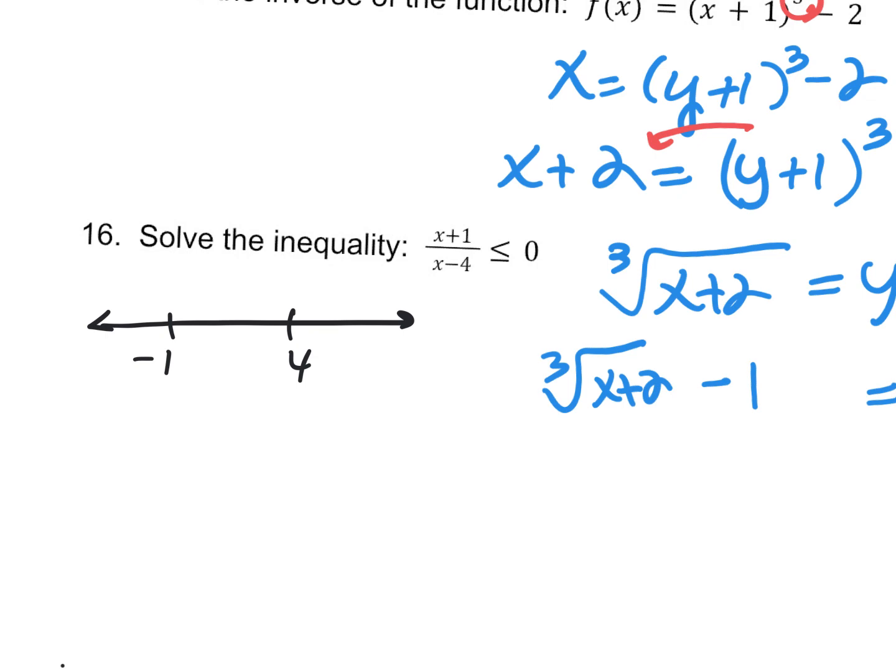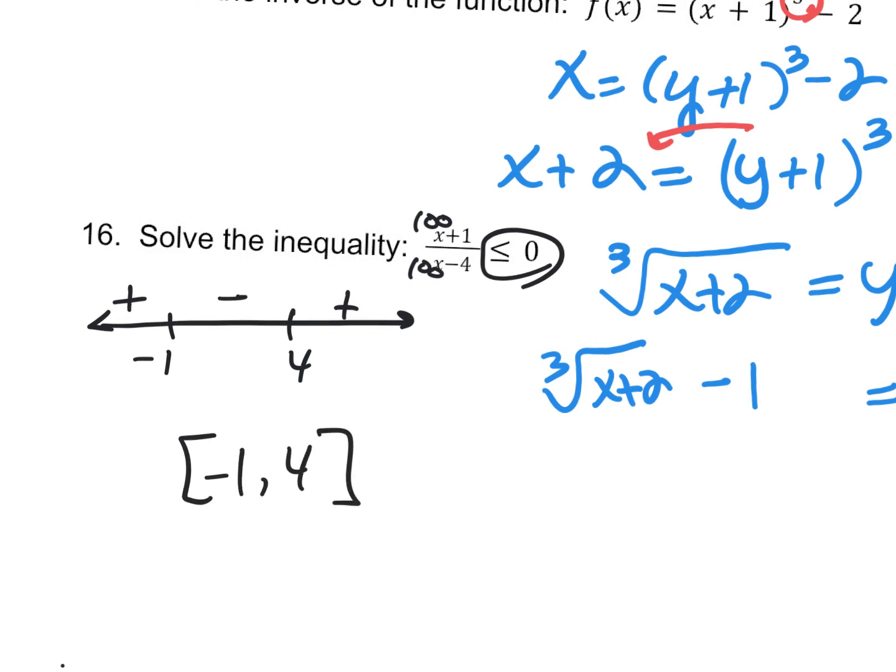Remember way back in the day, we plugged 100 in everywhere for the x just to see what would happen. And if I do that, that gives me 101 on the top and 96 on the bottom, which is positive, by the way. And that's all I care about. That's positive. Remember the signs alternate. Minus plus. This says it's less than 0. So where is the fraction less than 0? Between the -1 and the 4. Just like that.